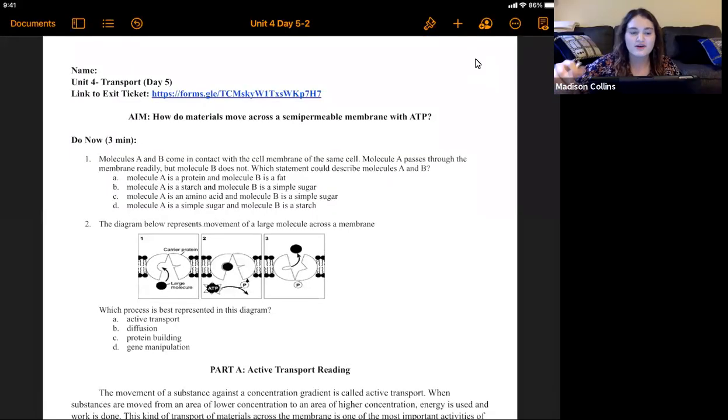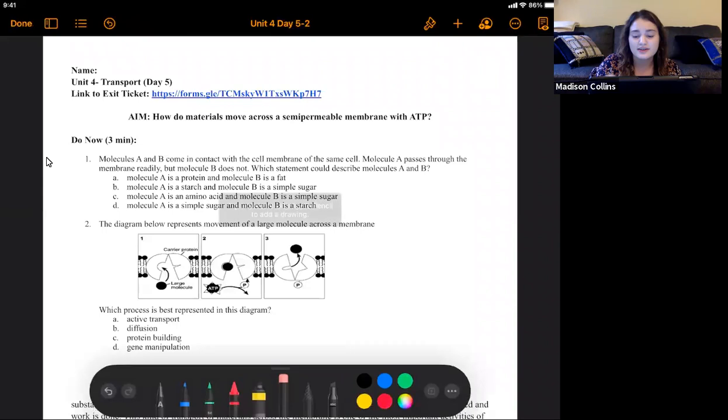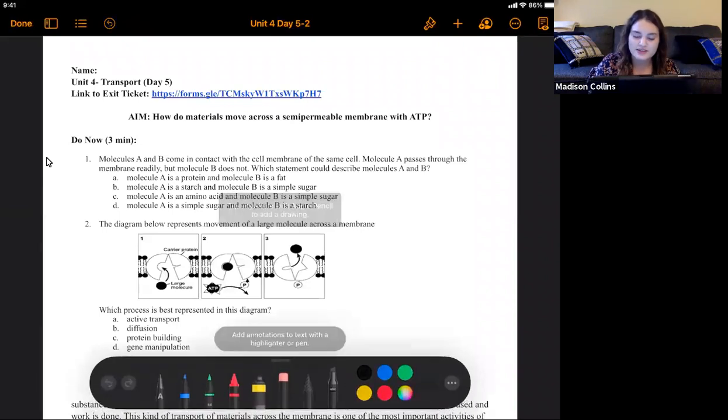Welcome back. We are now on to day 5 of Unit 4. So today's aim is how do materials move across a semi-permeable membrane with ATP? So there are a few things we should annotate on this aim.